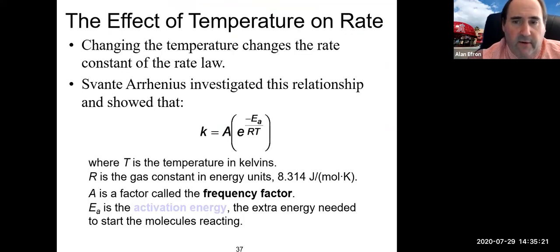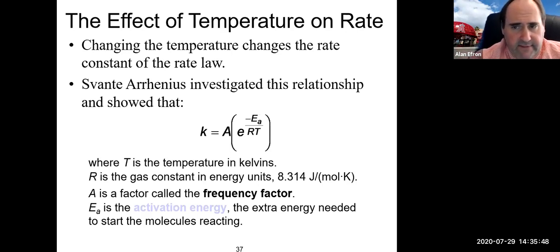So what is the relationship between temperature and the reaction rate? Arrhenius came up with this equation, where k, which is our rate constant, is equal to A, which is a frequency factor, and we'll talk about that in just a second. Essentially, the frequency factor is the proportion of molecules that do have enough energy to get up and over to the other side.